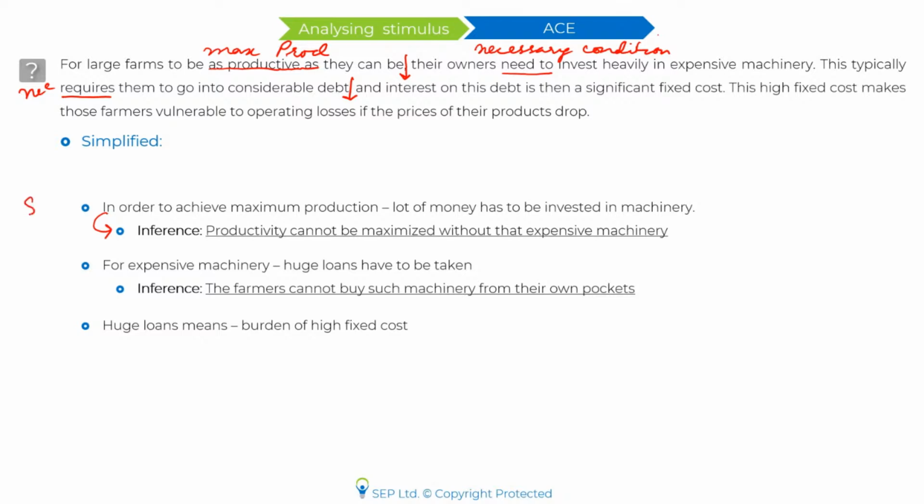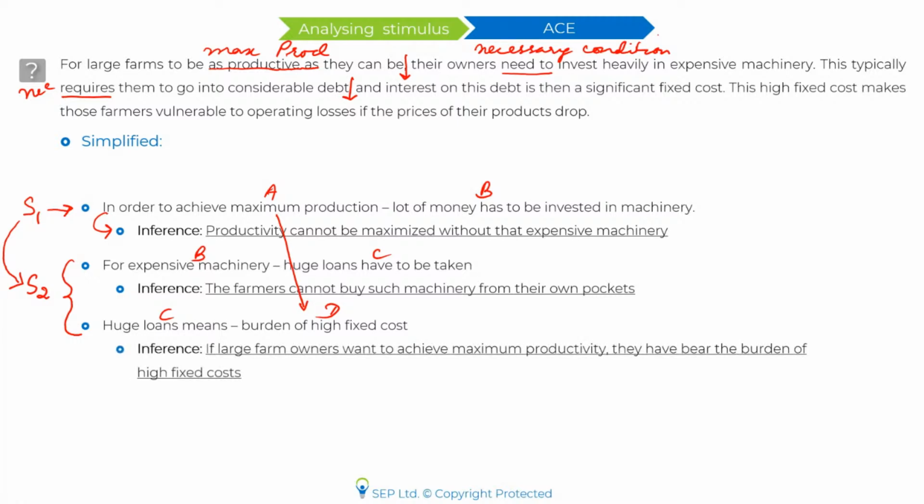So notice how I have analyzed sentence one and drawn an inference. Notice how I have broken down the second sentence into two segments and also drawn inferences along the way. Now that I have finished reading the first two sentences, I am going to correlate the two and ask myself, why has the author given me these two sentences in this order? The author is telling us that in order to achieve maximum production, a lot of money has to be invested for this expensive machinery. Loans have to be taken, and for the loans, high fixed cost. Which means that if these large farm owners want to achieve maximum productivity, they have to increase their fixed costs. So by correlating the first two sentences, see how I was able to draw an inference right away.